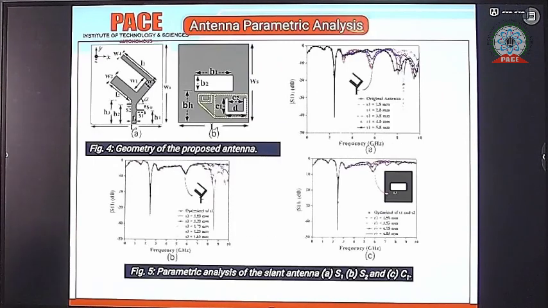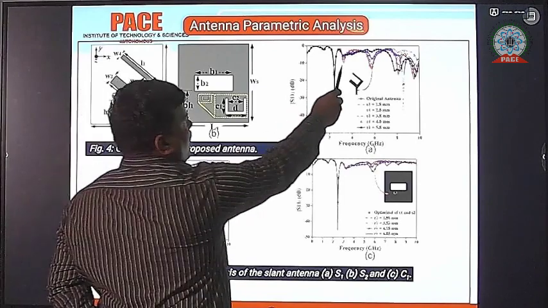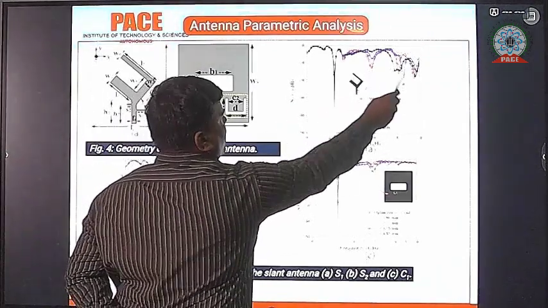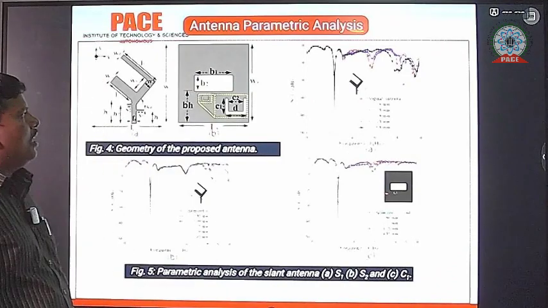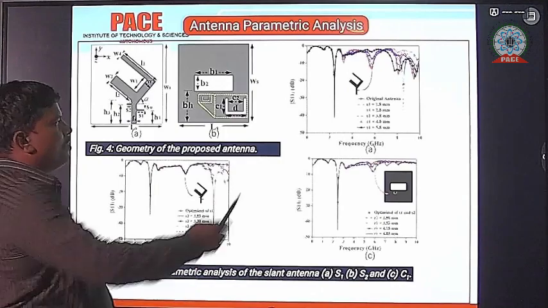How to suppress the harmonics. Previously, we saw the harmonics at different frequencies. I want to suppress all the frequencies. The red color indicates the original, conventional antenna results. So I have to suppress all the frequencies. Here we follow different techniques to suppress these spurious frequencies.